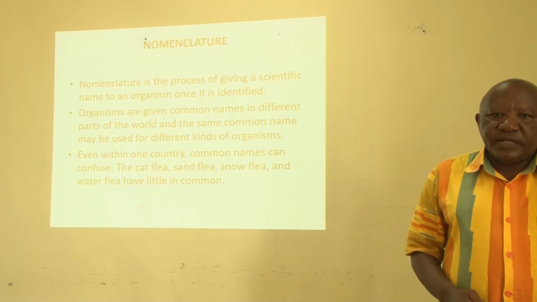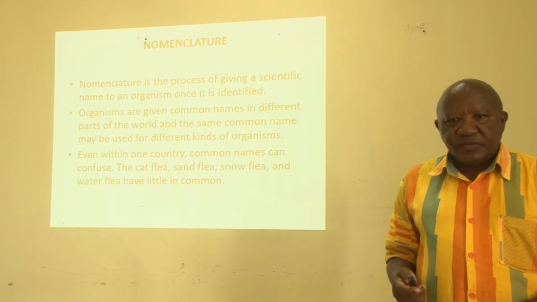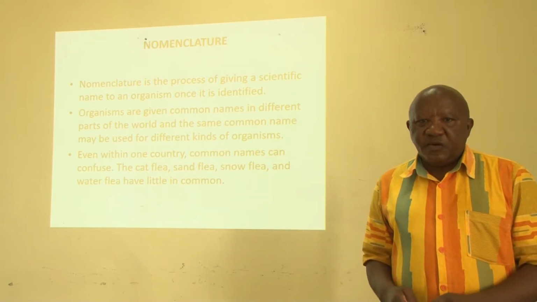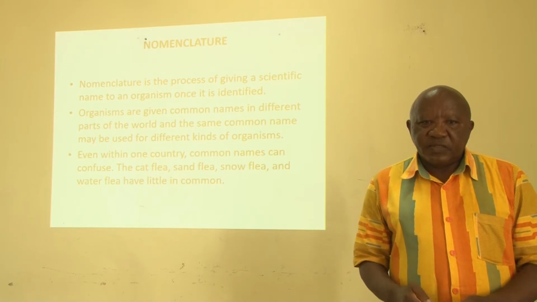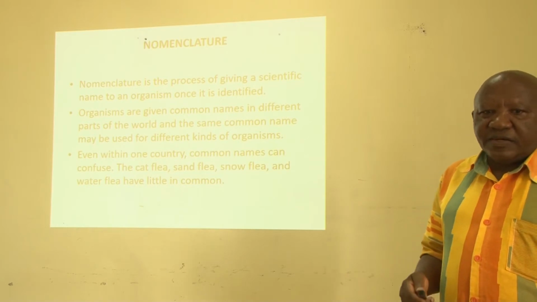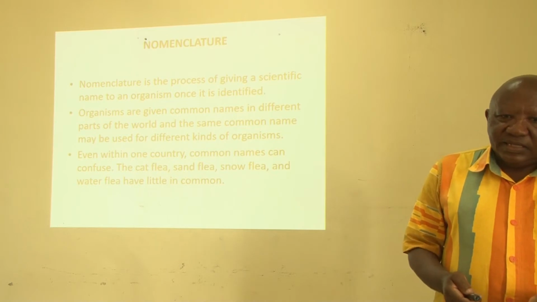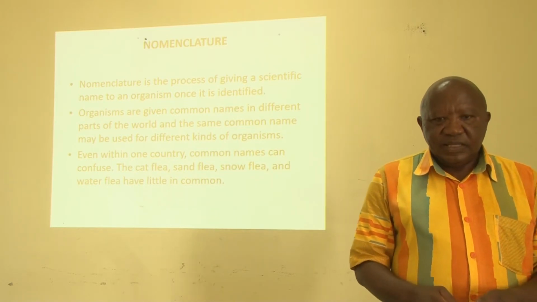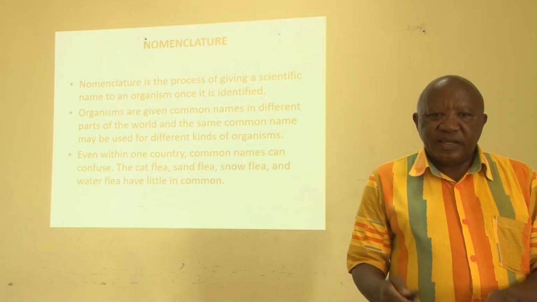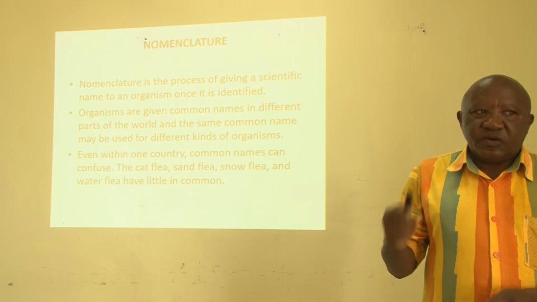Nomenclature. Nomenclature is the process of giving a scientific name to an organism once it is identified. Organisms are given common names in different parts of the world, and the same common name may be used for different kinds of organisms. Even within one country, common names can confuse. The cat flea, scent flea, snow flea, and water flea have little in common.